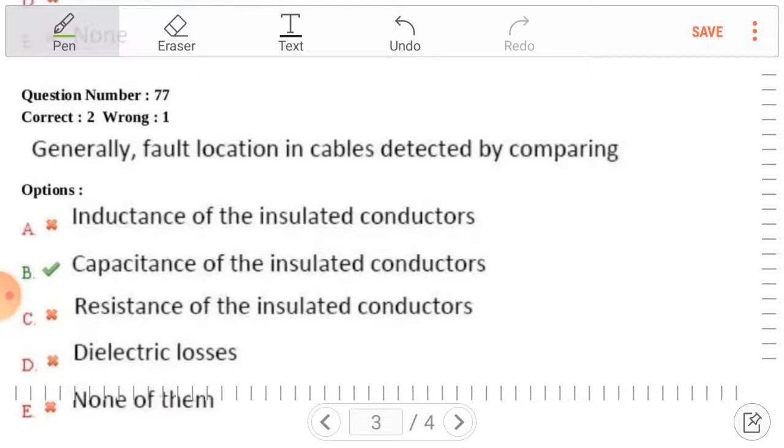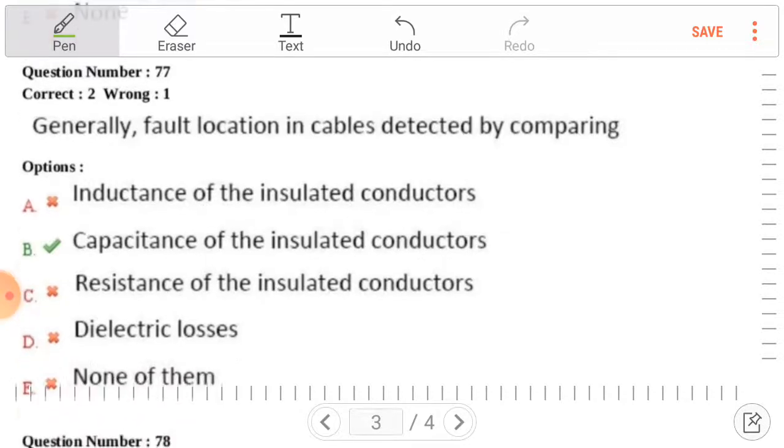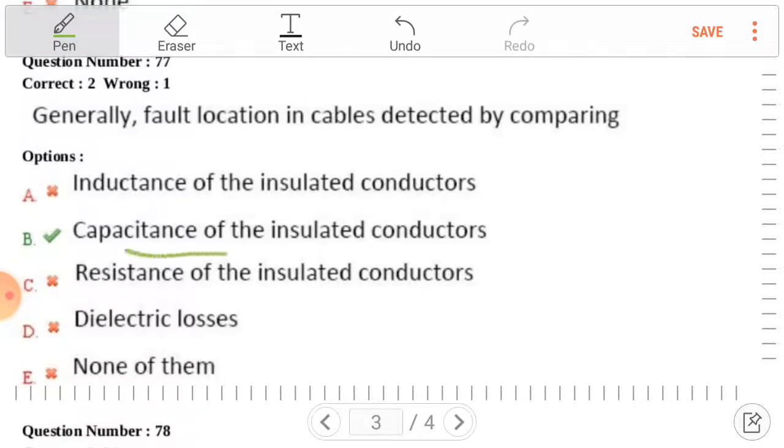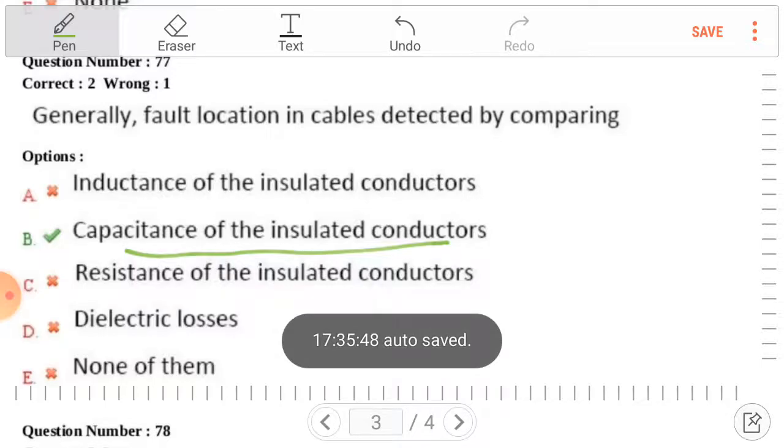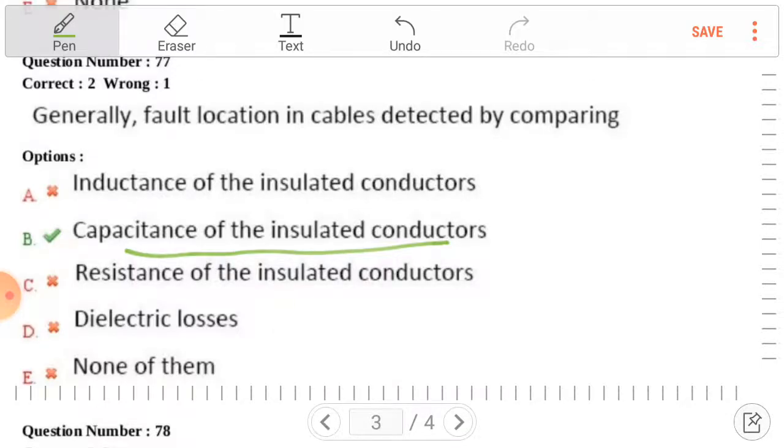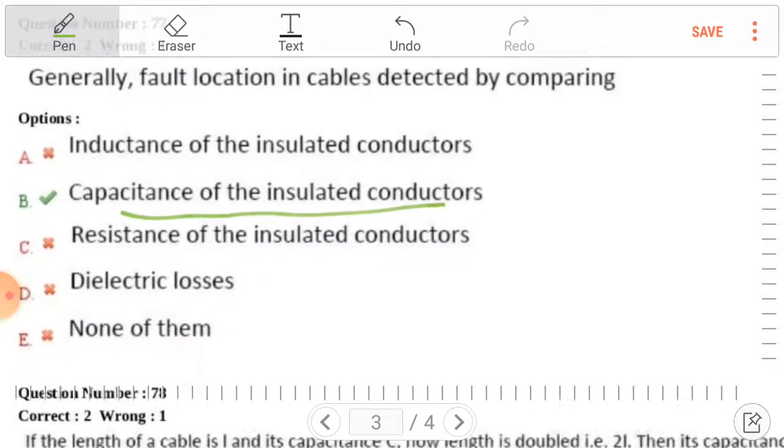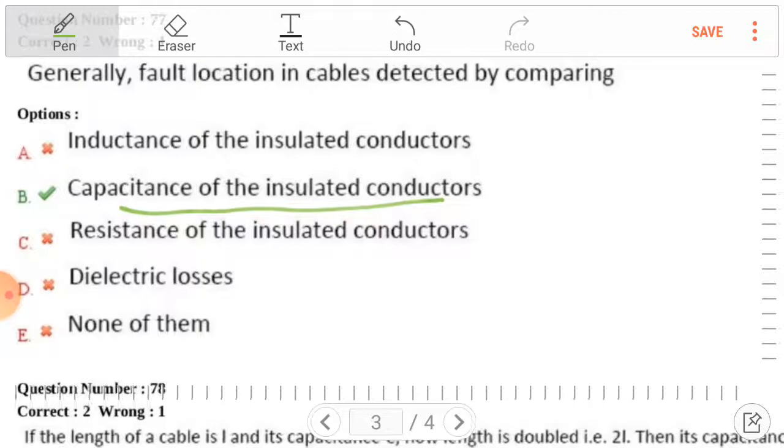In the next problem, fault location in a cable is generally detected by comparing the capacitance of insulated conductors. In cables we approximate the cable as a capacitor because it has a dielectric and metal sheaths. So the fault is detected by measuring the capacitance between the cables.